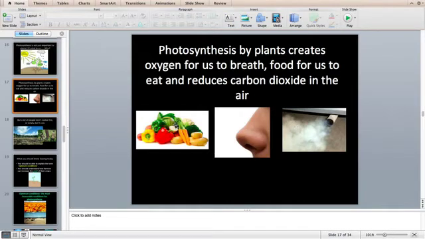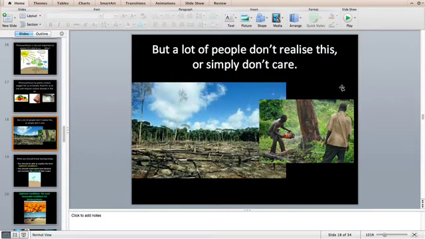So it produces food, produces oxygen, and also plants take in carbon dioxide, girls, while they're doing photosynthesis, which means that reduces the global warming issue that we're having at the moment because of all the emissions we're giving out through burning fossil fuels. So the big issue at the moment, girls, about deforestation in the Amazon is that we are taking one of the biggest sources of oxygen from the world.